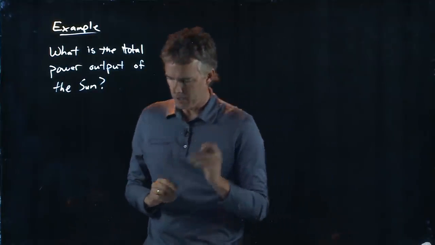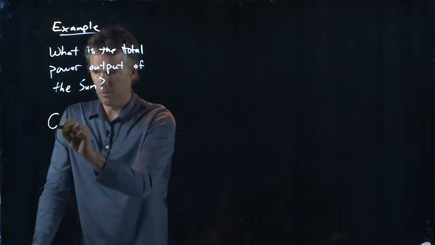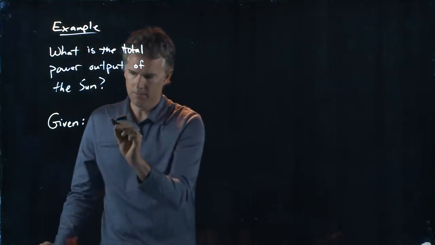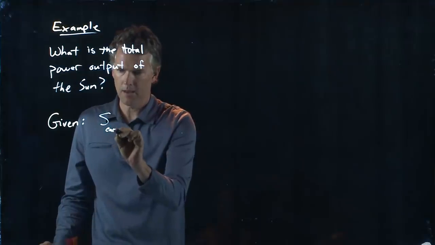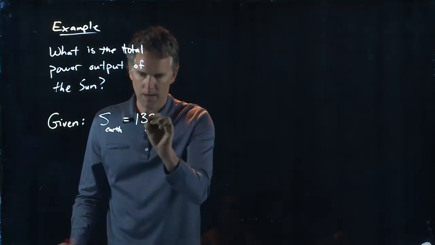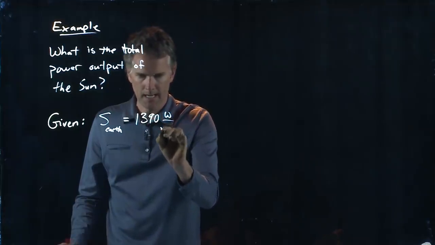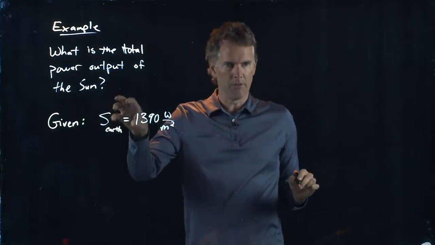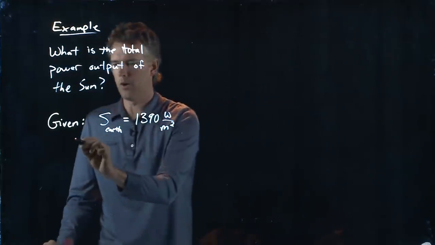And let's say that we know a couple things. We're going to say that the intensity at the Earth is equal to 1,390 watts per square meter. This is the intensity of the sunlight at the Earth.